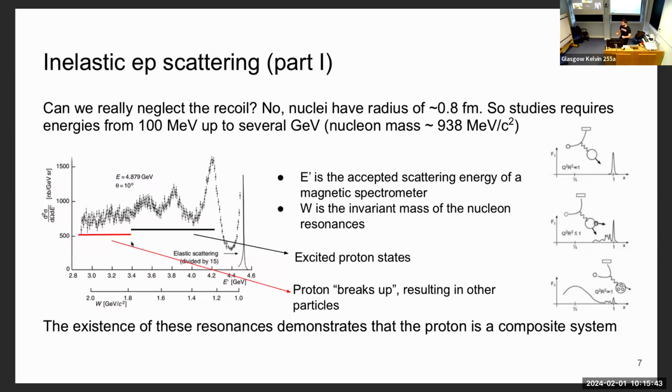So you can actually see there's something moving inside the proton. You can actually see its components. The existence of these resonances, the ones highlighted by the red and black bars, demonstrates that the proton is actually not elementary. There's something else. On the right hand side, you have a very similar sketch.